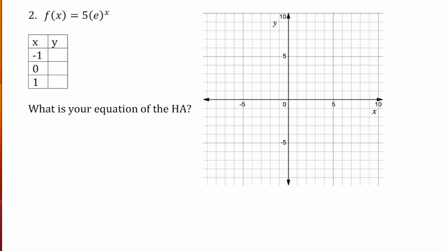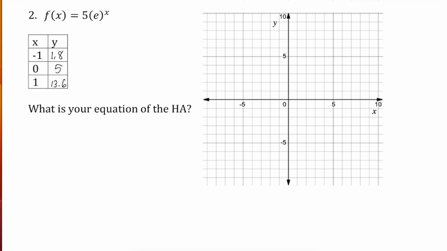I'm going to go to the nearest 10th. We can't really graph even hardly that accurately, but we'll try. This is 1.8. 5 times e to the -1 is 1.8. 5 times e to the 0 is 5 times 1, or 5. And 5 times e to the first is 5 times that 2.71828. It's approximately 13.6.